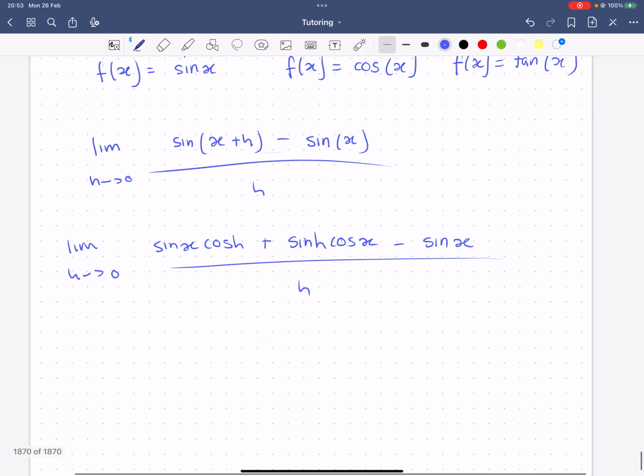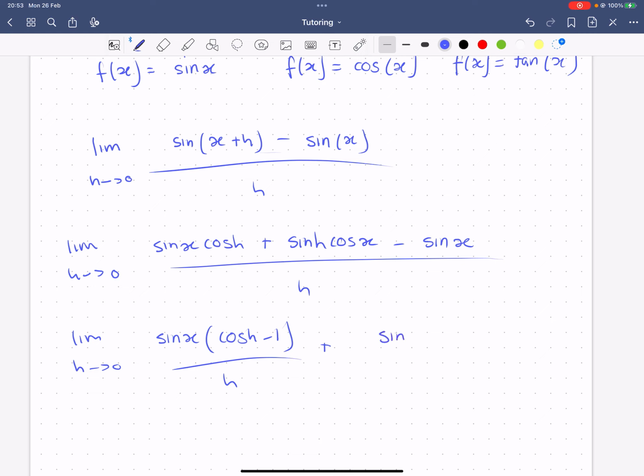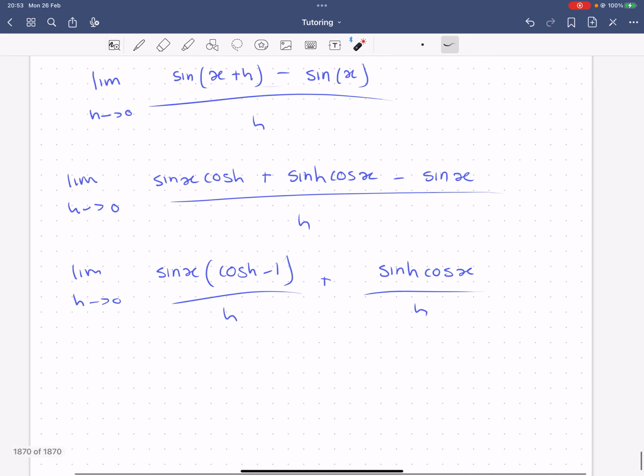Now, let's take out a factor of sine of x, and we might write it as two separate fractions. So we're going to have sine of x outside of cos of h minus 1 over h, plus we've still got sine of h cos of x over h. So all I've done there is split it up into two fractions and taken out a factor of sine of x there. We're allowed to split things like this up into two fractions because we know from basic primary school maths, I can add two fractions with the same denominator. So since I can add two fractions of the same denominator, I can also pull them apart with the same denominator.